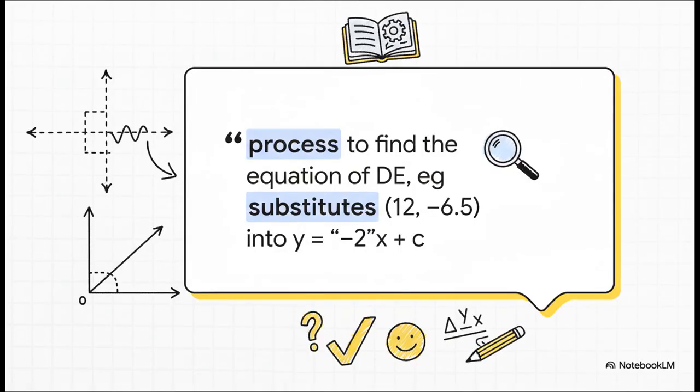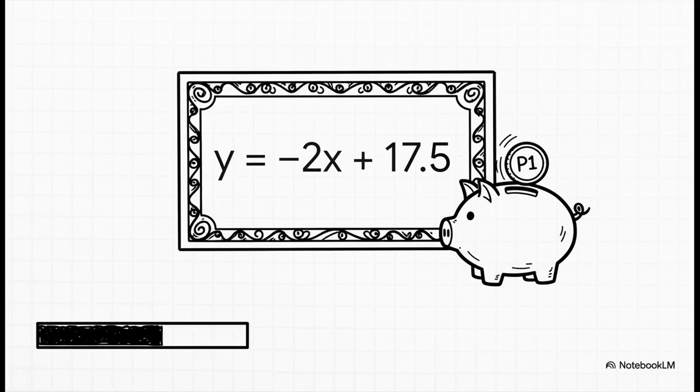And here's how we bag our second process mark. The examiner wants to see you take that known coordinate, 12, -6.5, and substitute it into the equation using the gradient you just found. By the way, those little quotes are on the -2 in the scheme. That means you can still get this mark even if your first gradient was wrong, as long as you use your answer correctly here. So after you substitute the numbers and solve for c, this is the equation you get for the line DE. And just by showing that whole process, we've banked another P1 mark. See, we're making some serious progress here.